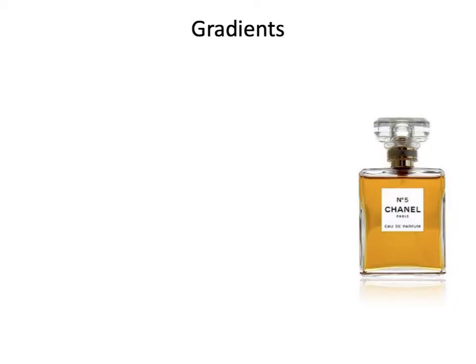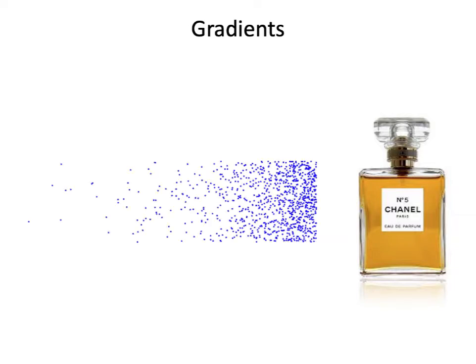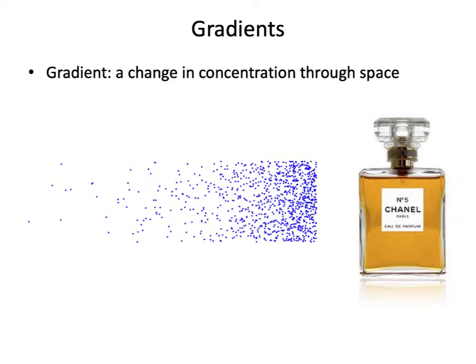Let's talk about what a gradient is and why it's so important. Imagine I had a bottle of perfume and I sprayed it over on one side of the room. In the area where I am, there will be lots of perfume molecules. However, on the other side of the room, there is no perfume. You wouldn't be able to smell it because all of the molecules are on my side of the room. This is a concentration gradient, a change in the concentration of some molecules through space.